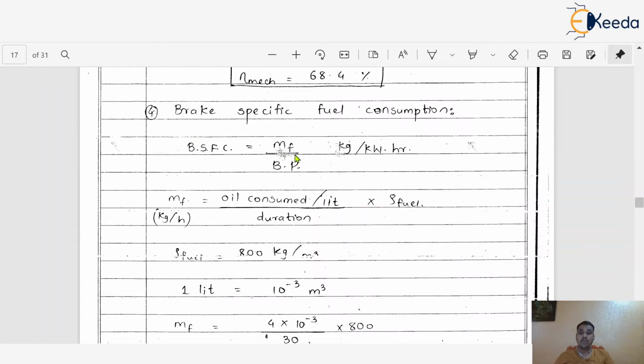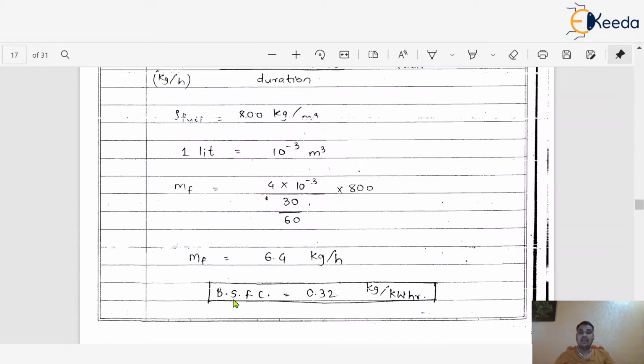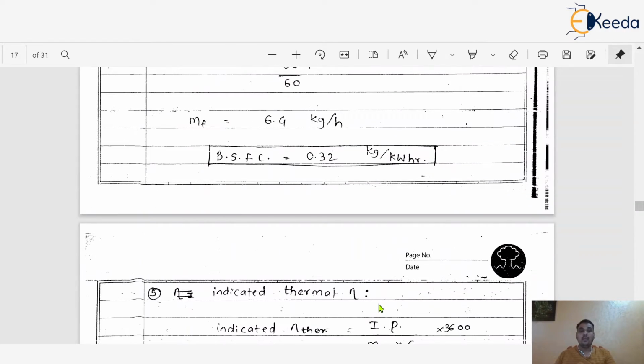So put the value of mass of fuel in this equation. After putting the values in the BSFC formula, we get the final result: brake specific fuel consumption is equal to 0.32 kg per kilowatt hour. So this way we can calculate the value of BSFC.